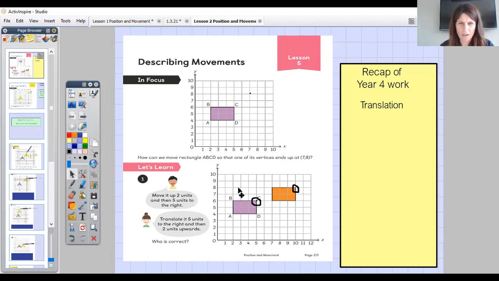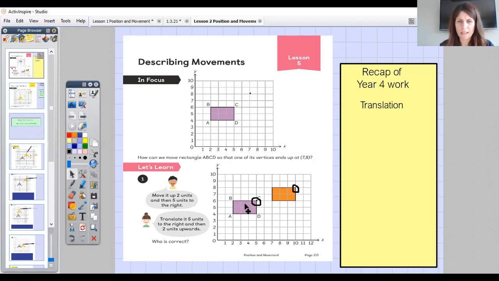Now I've just shown on here, look, there are different ways that you can do it. Any of your vertices could go there. But if we're trying to make sure that we keep our rectangle within this 10 by 10 grid, this is one of the ways that you might choose to do it. So you might move point C to this point here.